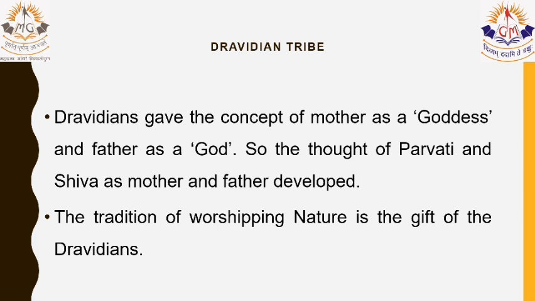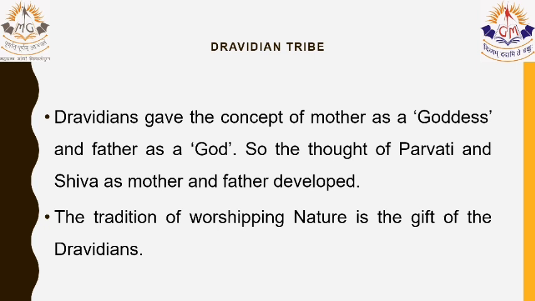Now we know these tribal people, the Dravidian people, slowly started living in the urban areas, that is small towns and bigger towns. But originally they were a tribe living in the jungle. The tribal people usually worship natural elements and different things belonging to nature. For example, mountains, rivers, the wind, the sun, etc. So this tradition of worshipping nature is the gift of the Dravidians.